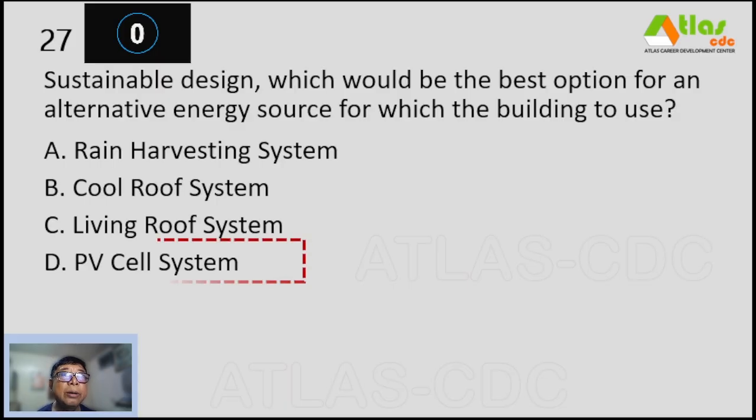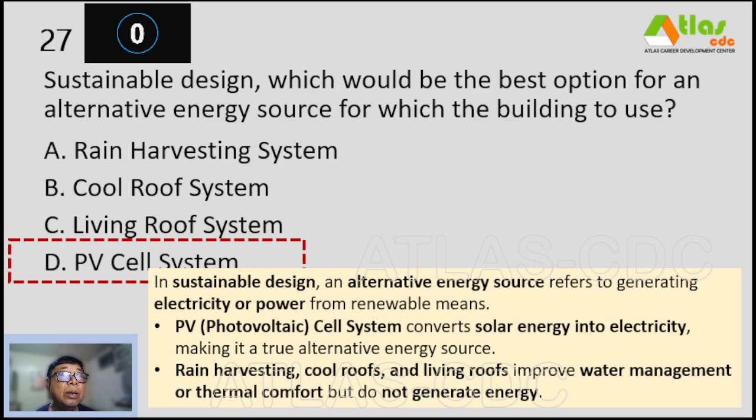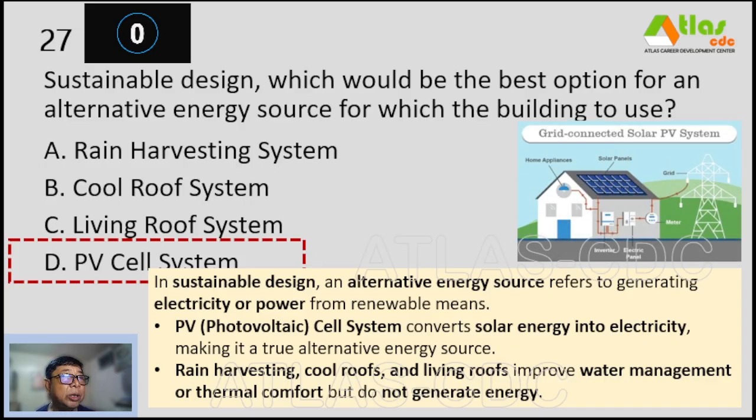And our correct answer is letter D, PV cell system. So in sustainable design, an alternative energy source refers to generating electricity or power from renewable means. PV or photovoltaic cell system converts solar energy into electricity, making it a true alternative energy source. Rain harvesting, cool roofs, and living roofs improve water management or thermal comfort, but do not generate energy.